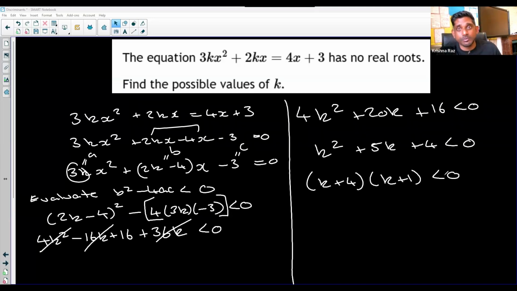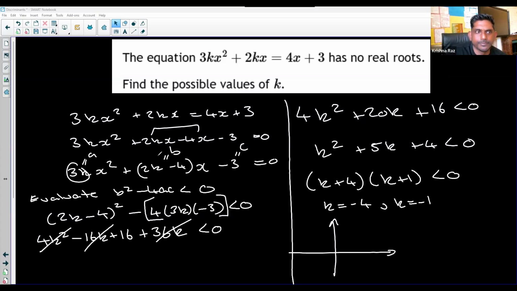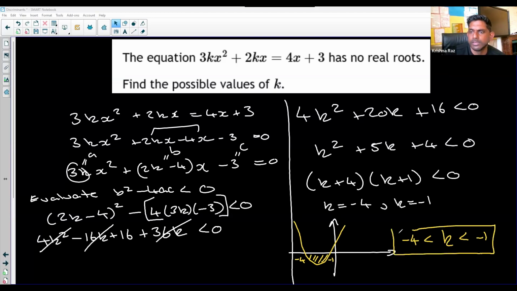Like all the others, if it didn't drop out nicely, like it did here, we would just use the formula to solve it, yeah? Just use the quadratic formula. But we don't need to here. So we get these solutions. What does that mean? Where is that graph less than 0 in that region? So k is between -1 and -4. So the possible values of k: k is between -1 and -4.